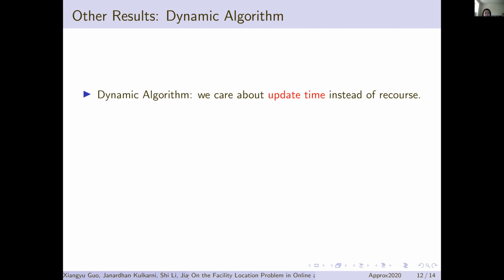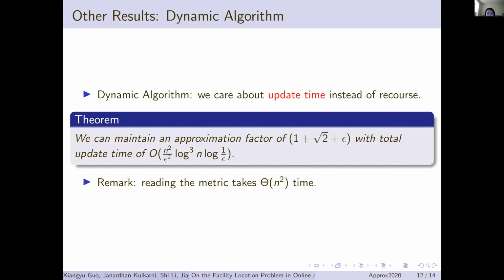Then we consider another setting called the dynamic algorithm. In this setting, we care about the update time instead of recourse. Now, doing phi-efficient local operations is not enough. We have to apply randomized local search because we want to largely reduce the update time. And we also maintain a heap structure in this algorithm. We can prove that we can maintain an approximation factor of 1 plus square root of 2 with total update time of big O n squared polylog n.